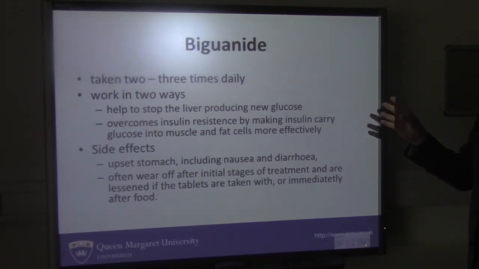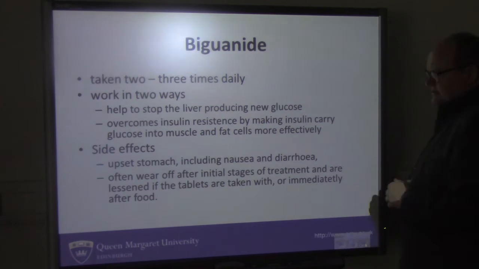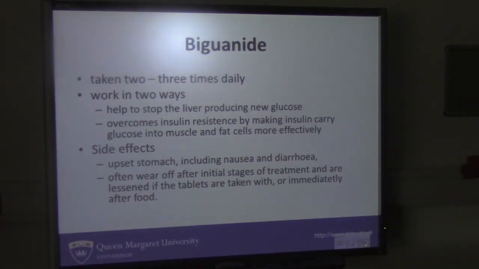Okay? These ones don't work to stimulate the pancreas to make more insulin in the way that the first 2 classes did. But again, stomach upset, nausea, etc., just the same. But that usually wears off and you're less likely to get the gastric upset if you take these drugs with or immediately after food.